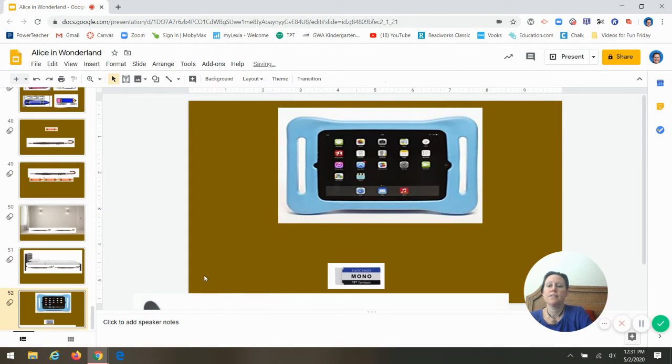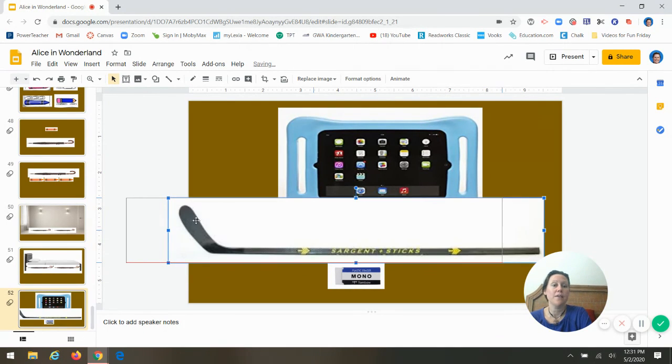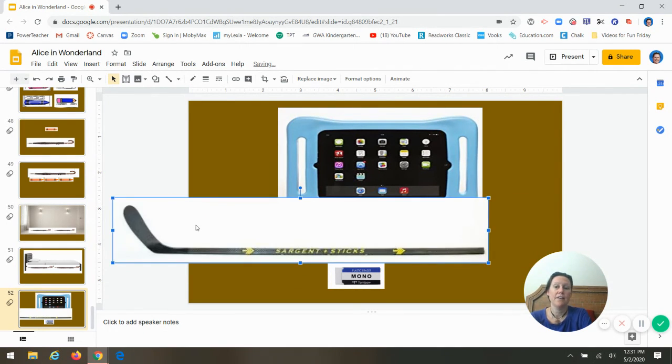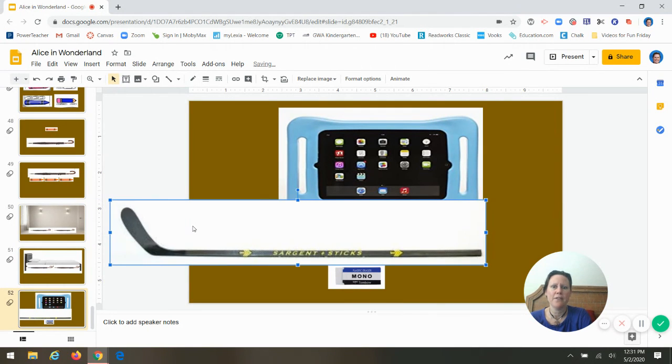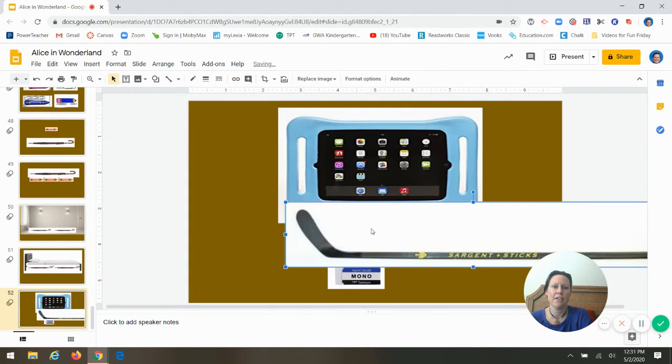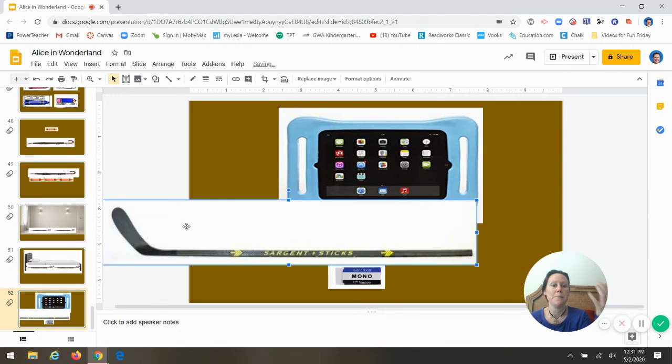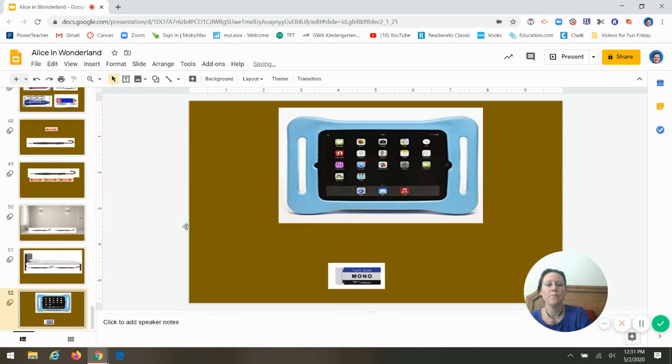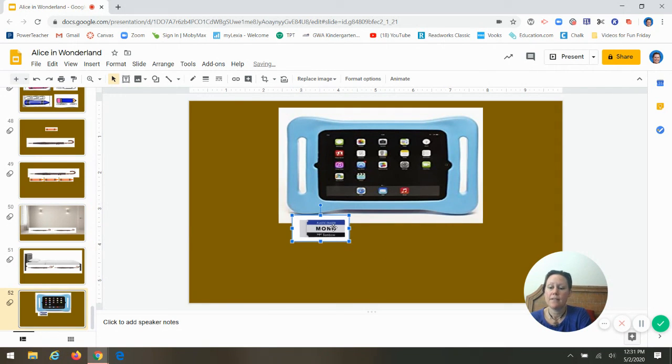Okay, what about a golf club? Can I use a golf club to measure the tablet, or a hockey stick? Can I measure that? Oh no, because look, it's bigger than the tablet. Can't use a hockey stick to measure a tablet. Can't use something bigger than what we're measuring. Nope. What about the eraser? You could probably use that. About 1, 2. Okay, the tablet is about 3 erasers long. Don't want to leave any gaps.